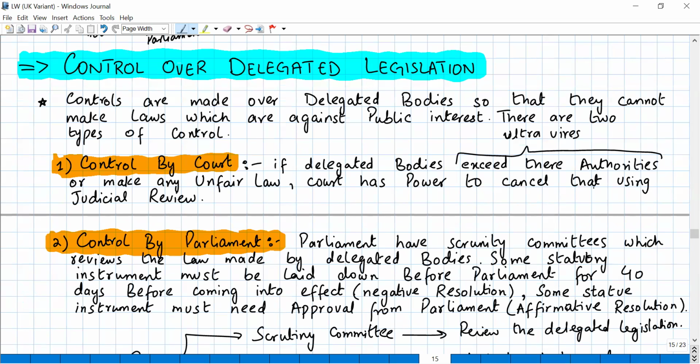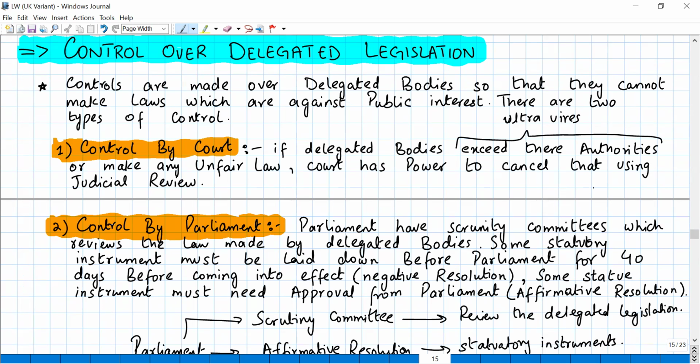Control over delegated legislation. You are delegating your authority, your power to other bodies, so you must have control over them as well, right? You don't delegate all of the powers but some of them, but still you should have some type of control over the power you have delegated. Now, what are the types of control? Controls are made over delegated bodies so that they cannot make laws which are against public interest.